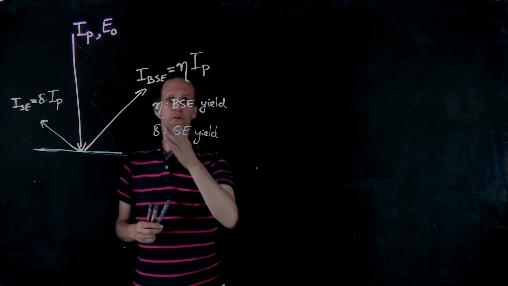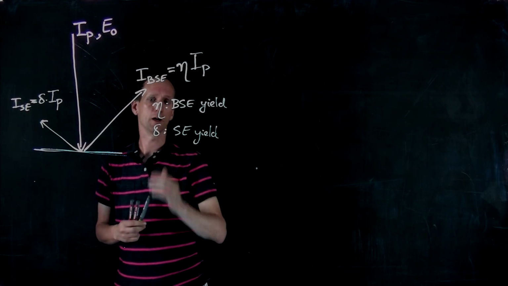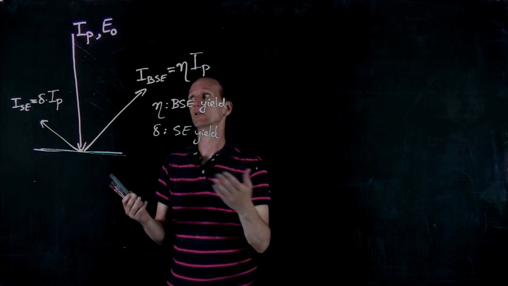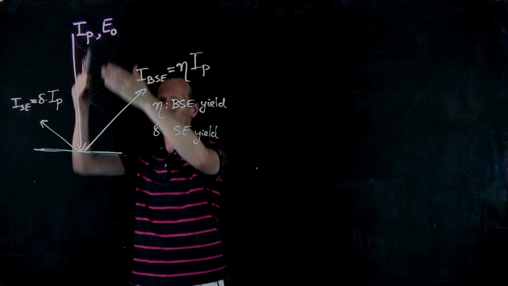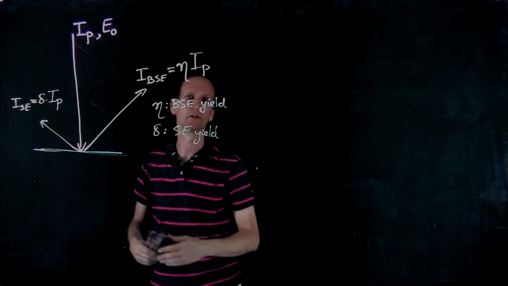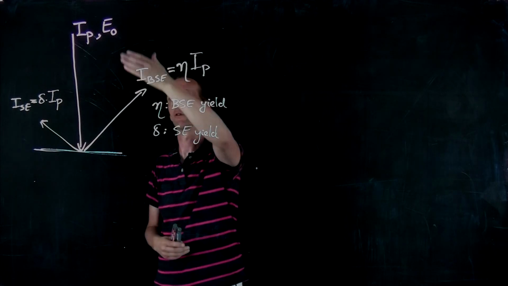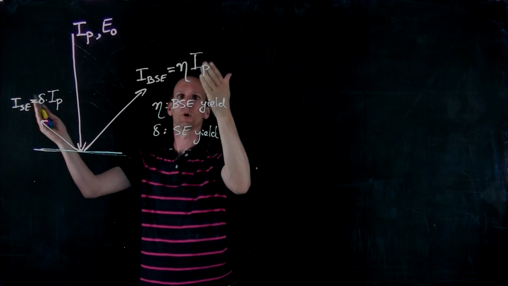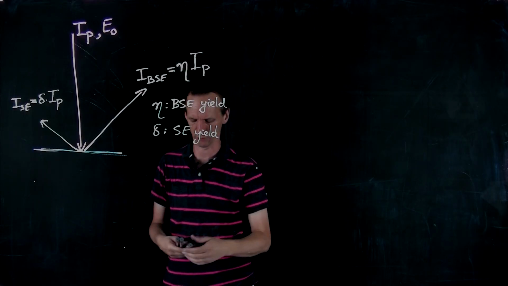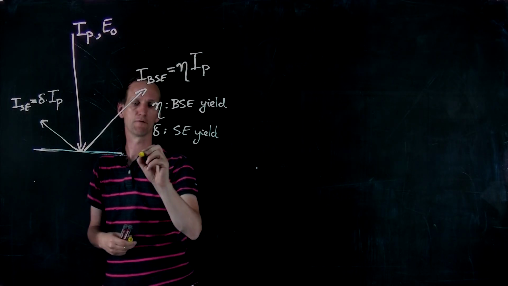Now we see that if eta plus delta equals 1, no electrons will be net deposited into the material. So the amount of electrons going into the material is equivalent to the amount of electrons going out of the material.